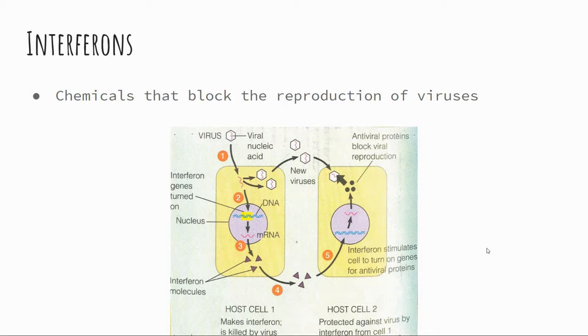Interferons are chemicals that block the reproduction of viruses. And so remember, we talked about with viruses how they need a host cell in order to reproduce. When cells replicate, cells split, the virus will replicate and split with those cells. So these chemicals try to keep that from happening.